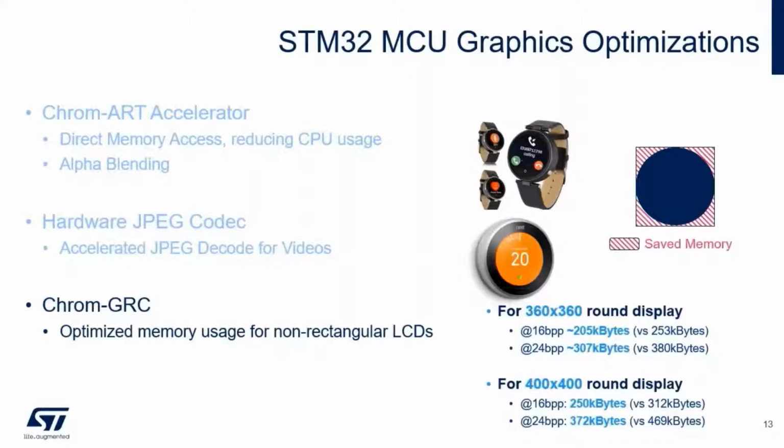In addition to ChromArt, the STM32L4 Plus and the new STM32 H7A and H7B have Chrom-GRC for memory optimization. Largely targeted at wearables and other consumer devices, Chrom-GRC reduces the memory needed for the frame buffer of a non-rectangular display.